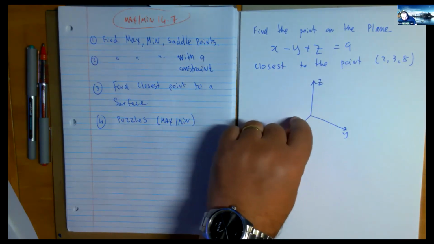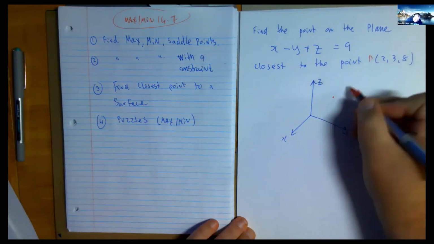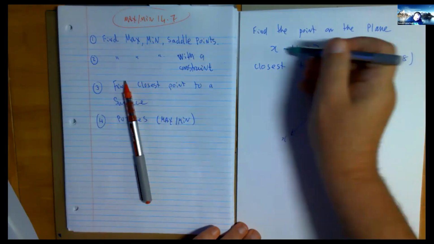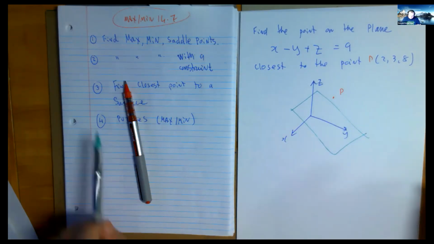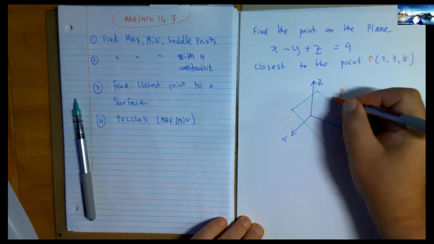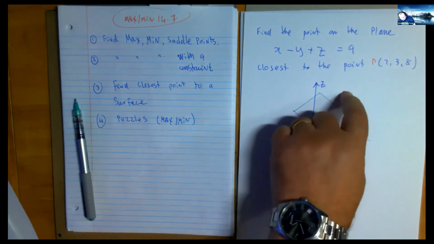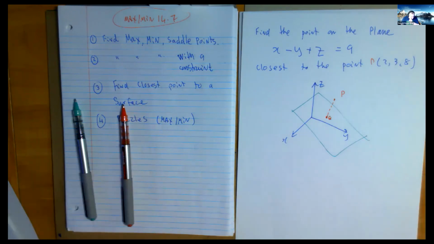Can you imagine the point 2, 3, 8 is here? We'll call it P. And can you imagine that the surface, because that's a plane, right, is some big infinite rectangle? Won't there be a point, I'll call it Q, that this point P is closest to on that surface compared to any other point I could think of? That makes sense. There would be some point on that surface. So how do we actually discover that point?